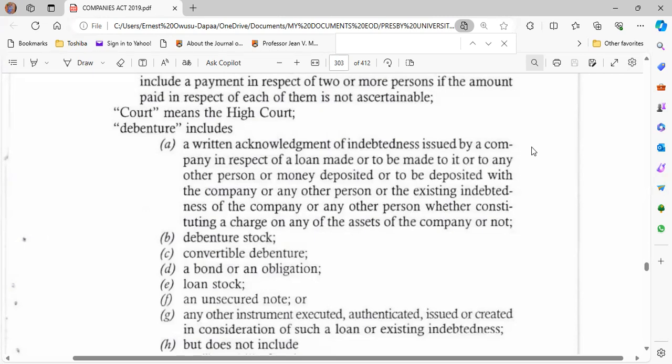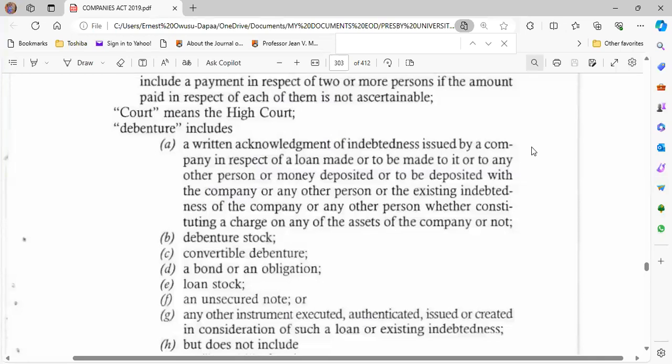So a bond is an example of a loan stock. A loan stock is also an example of a debenture. And some of the terminologies, for example, loan stock and debenture stock, can be interchanged, and the import is essentially the same.